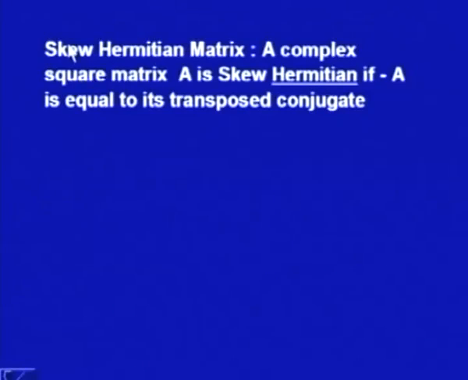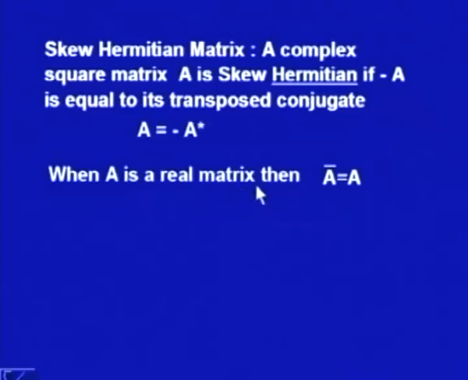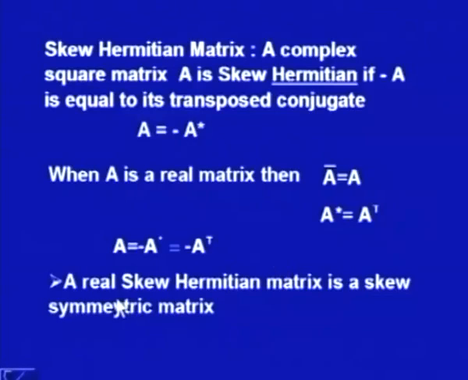Now we come to another concept, skew Hermitian matrix. A complex square matrix A is skew Hermitian if minus A is equal to its transpose conjugate. That means A is equal to minus A star, and when A is a real matrix, then we know A bar is equal to A, and this reduces to A star is equal to A transpose, and that means A is equal to minus A star means minus A transpose. So if we have a real matrix, then it will be skew Hermitian if A is equal to minus A transpose, or we say that a real skew Hermitian matrix is a skew symmetric matrix, because this is the definition of a skew symmetric matrix. So if a matrix is real and it is skew Hermitian, then that matrix is going to be a skew symmetric matrix.